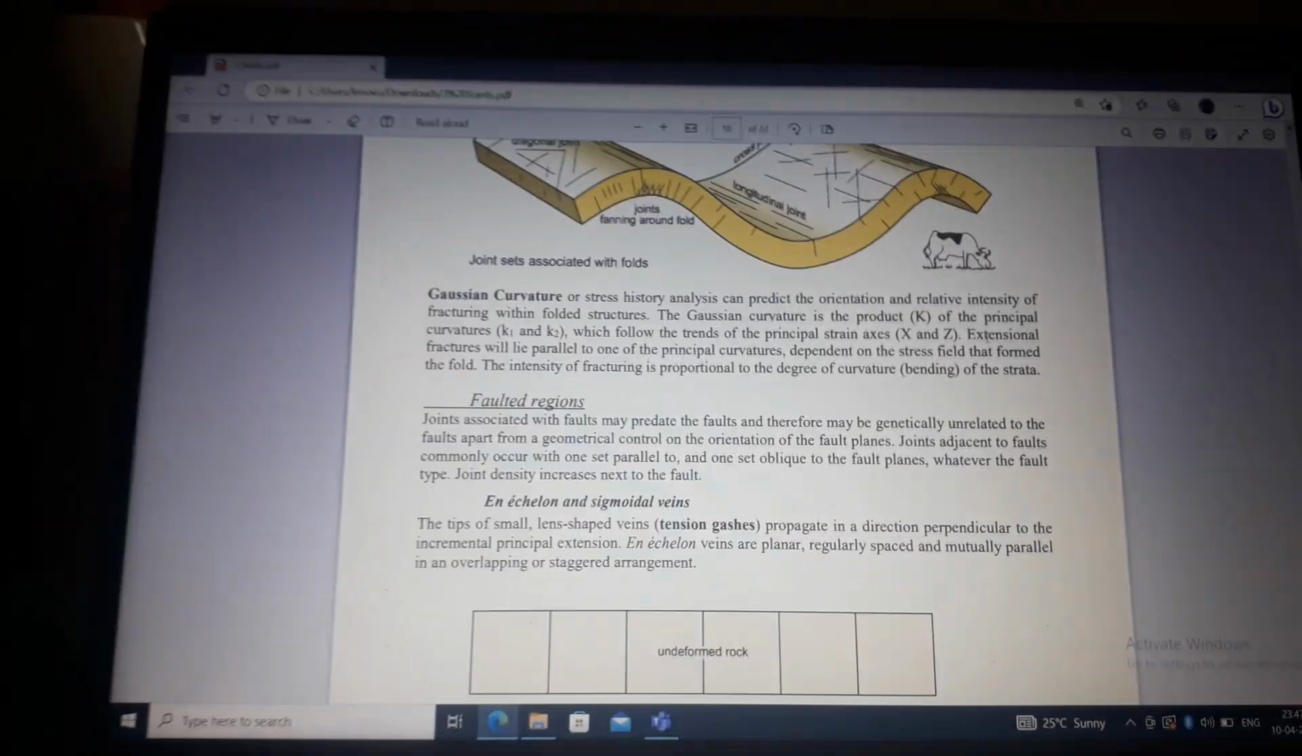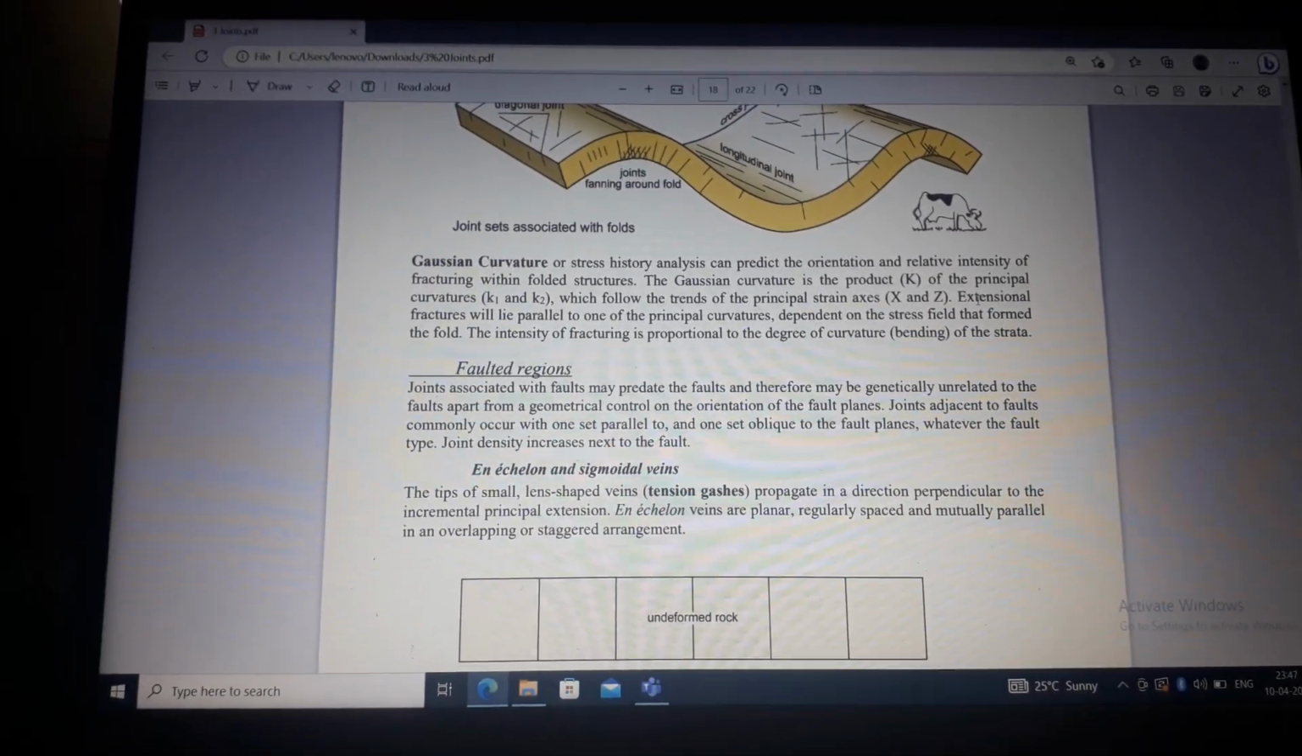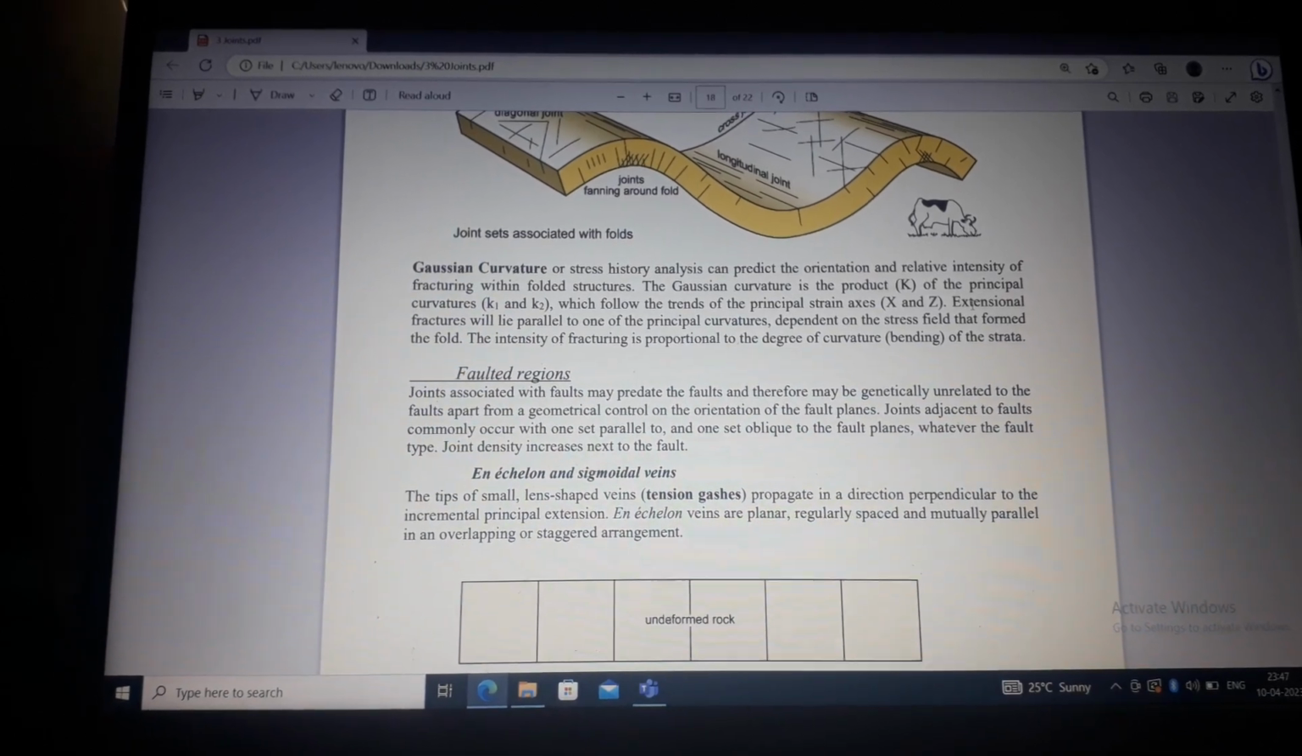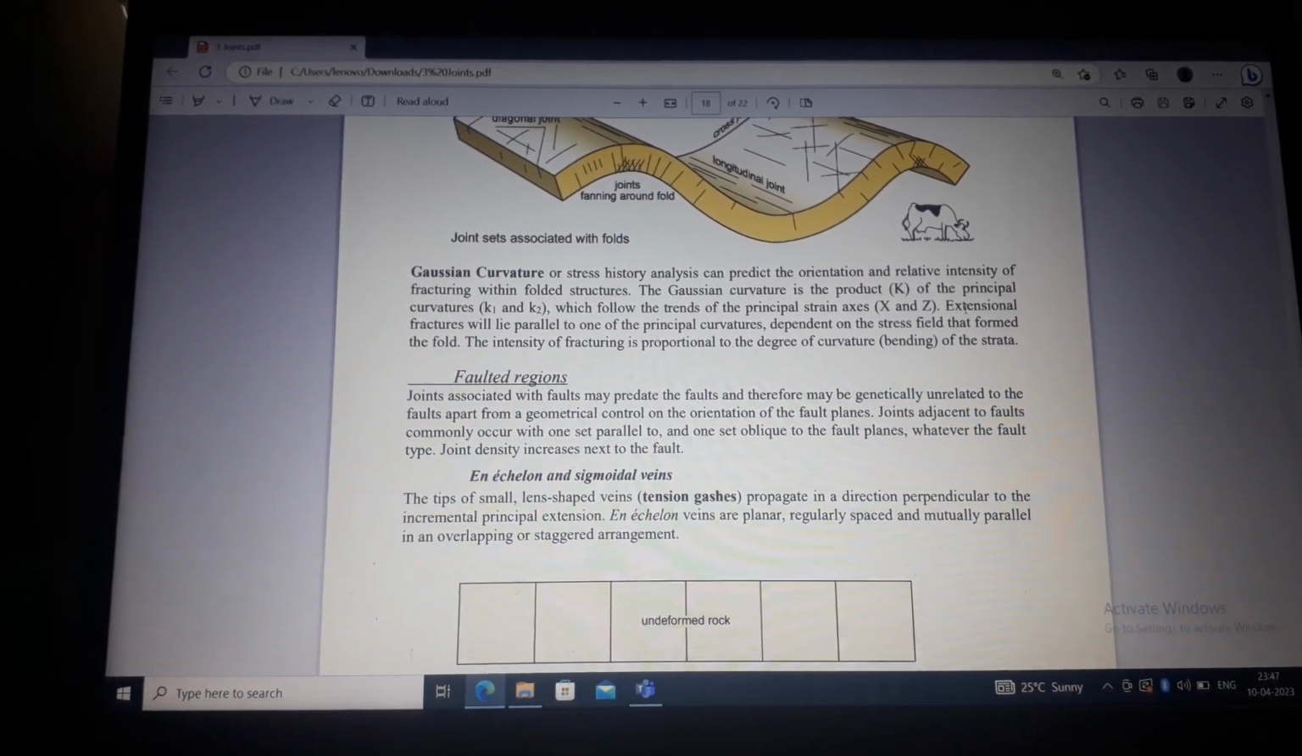Then the Gaussian curvature or stress history analysis can predict the orientation and relative intensity of fractures within folded structures.